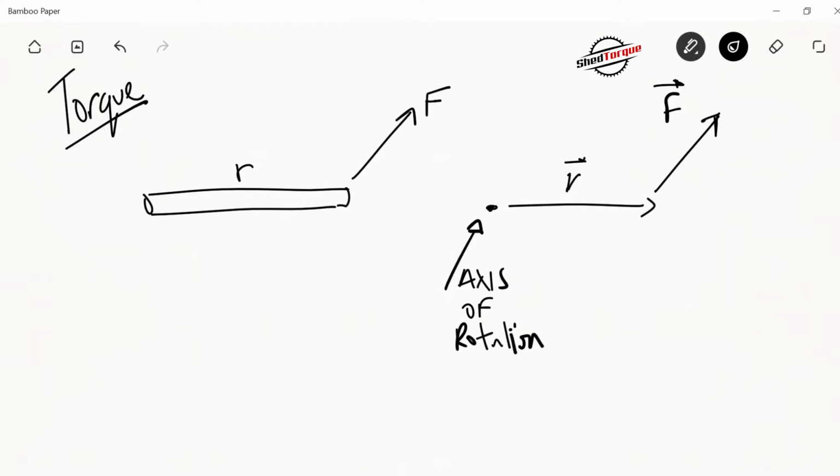This pen isn't great. Okay, so what we've got now is this idea of what we call a cross product, and this is what we mean by this cross in the middle. It's not an X, it's a cross. It's the cross product.